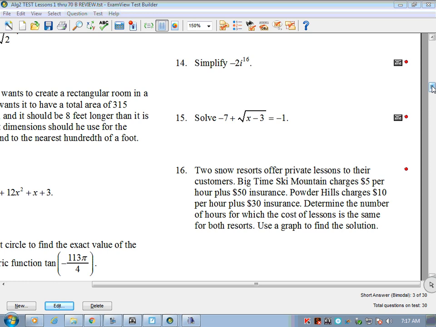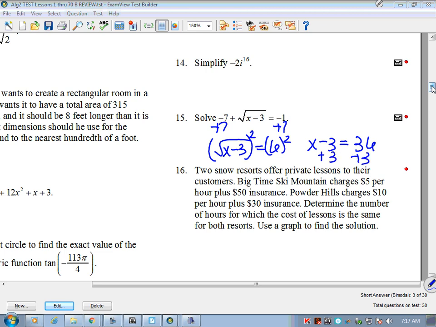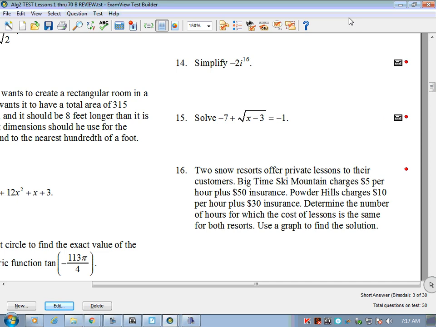15, negative 7 plus radical x minus 3 equals negative 1. First thing you want to do is isolate your radical. So we're going to add 7 to the other side. So we've got radical x minus 3 equals 6. At this point, we're going to square both sides. So we're going to get x minus 3 equals 36. Okay, add 3. X equals 39. Okay, not too bad. Okay, it gets us halfway through this.